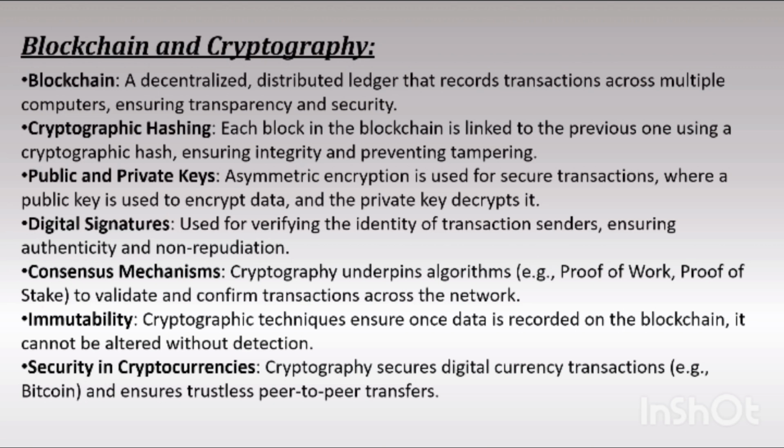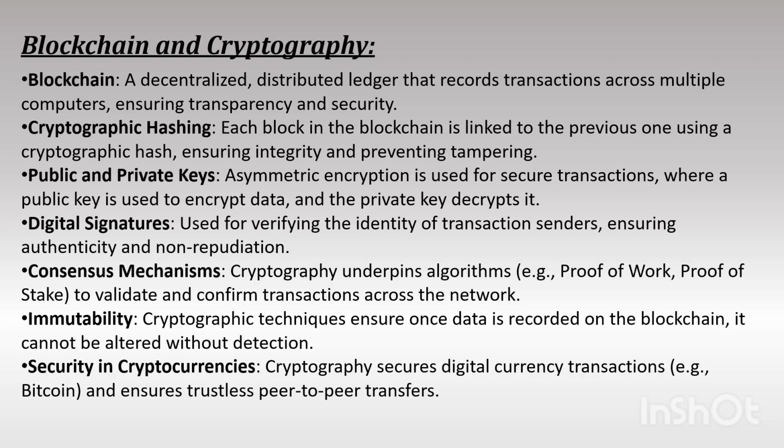Next is consensus mechanism. Cryptography uses algorithms like proof of work or proof of stake to validate and confirm transactions across the network. Immutability ensures once data is recorded on the blockchain, it cannot be altered without detection. Security in cryptocurrency: it is used to ensure trustless peer-to-peer transfer and secure digital currency transactions.